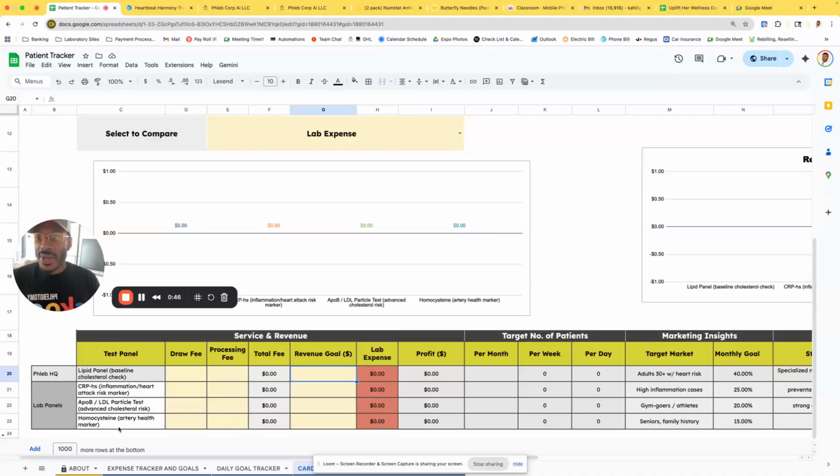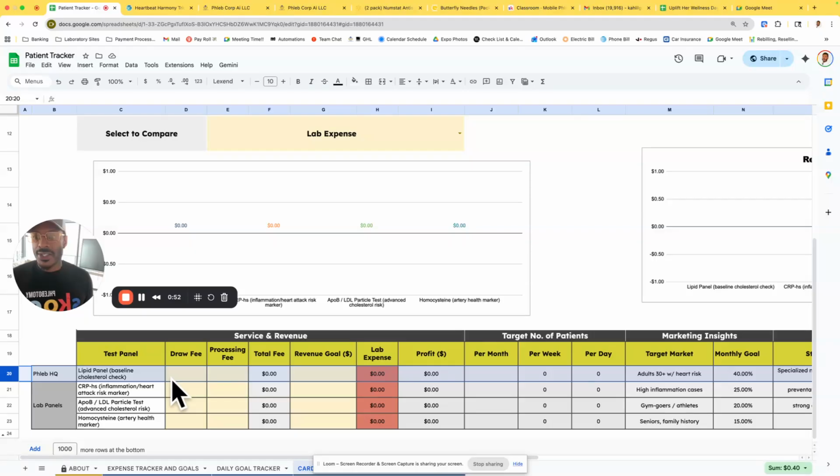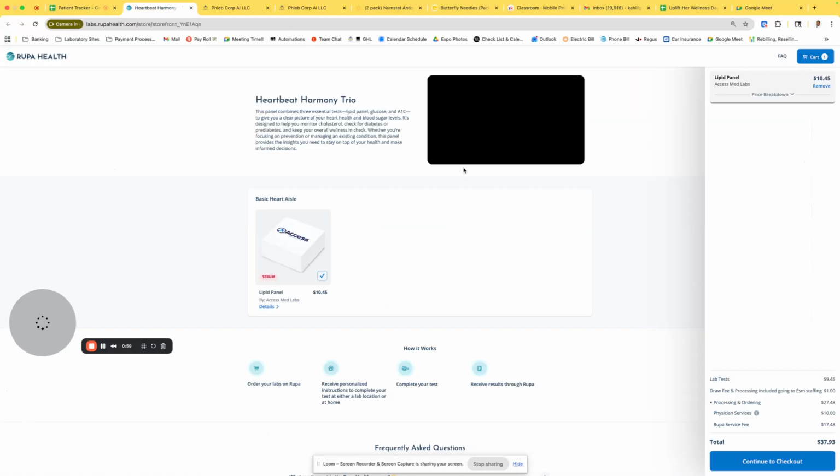What we're going to do now is go to Rupa so that we can look at the price for a lipid panel. We're going to do this first line right here, okay? We're going to look at how much a lipid panel costs. Here on Rupa, we have a lipid panel, and the processing and the actual fee is going to be $37.93. You can see it right here on the bottom right hand corner, okay? We're going to highlight this, copy it, and then place it into the actual tracker.